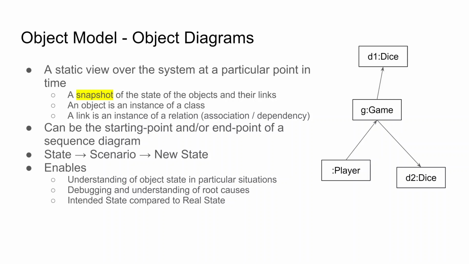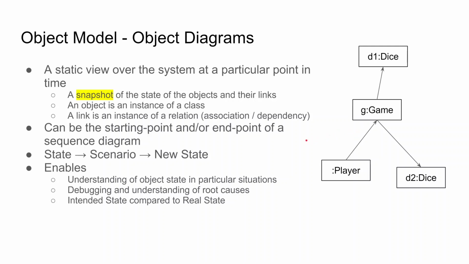So the objects are of course an instance of a class, as we've seen before, and the link is an instance of a relation. So this link between the player and the game is an instance of the dependency relationship between the player and the game in the class diagram. And conversely, the links between the game and the dice and the game and the second dice are instances of the associations that we could see in the class diagram or in the implementations as the attributes.